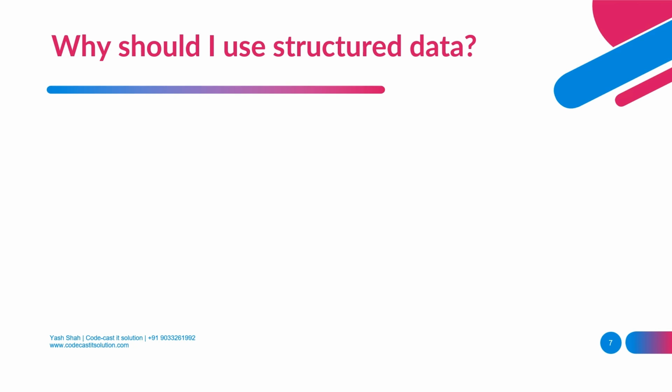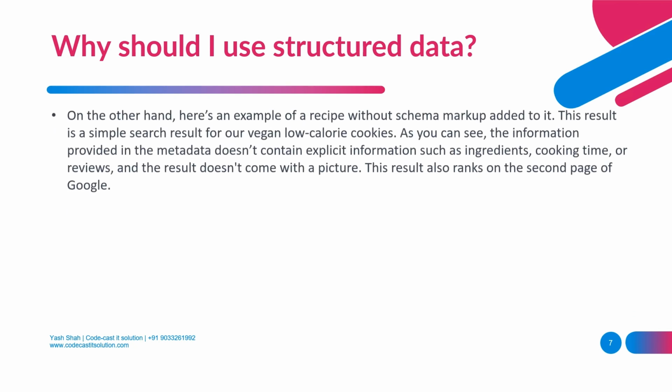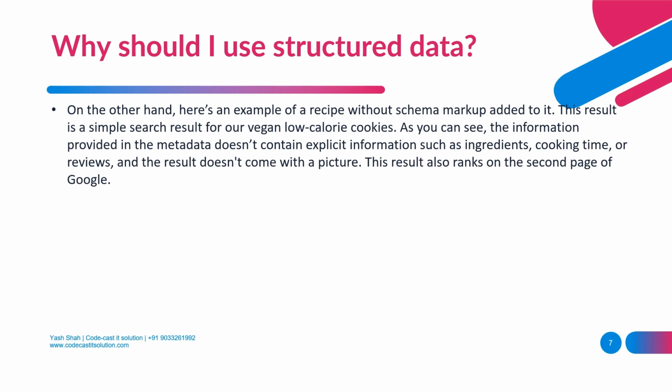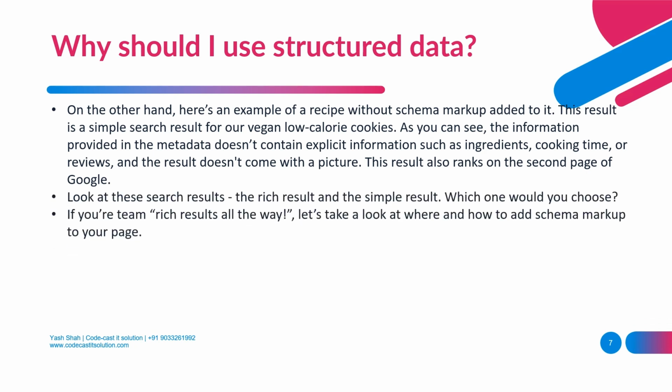On the other hand, here's an example of a recipe without schema markup added to it. This result is a simple search result for our vegan low-calorie cookies. As you can see, the information provided in the metadata doesn't contain explicit information such as ingredients, cooking time, or reviews, and the result doesn't come with a picture. This result also ranks on the second page of Google.